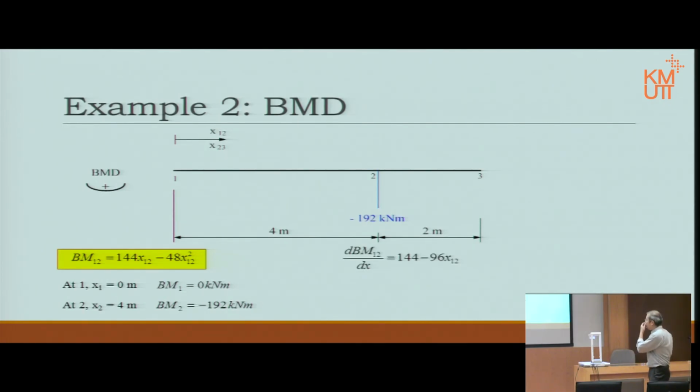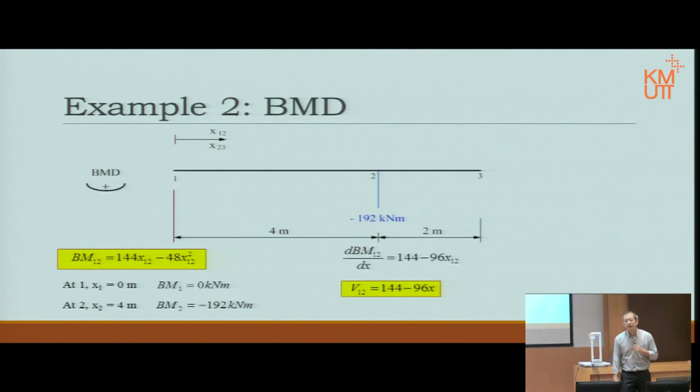Okay, there we are. Now, how to find the slope? Then we differentiate it with the variable. In this case, the variable is x. So we differentiate it with x. Now, if we look at the equation closely, apparently the equation of the slope is matching with the equation of the shear.